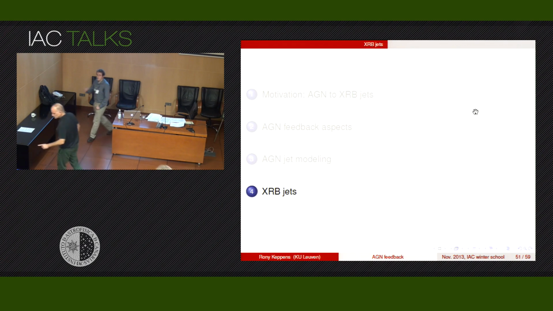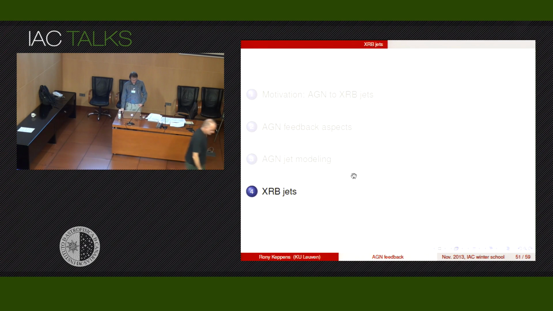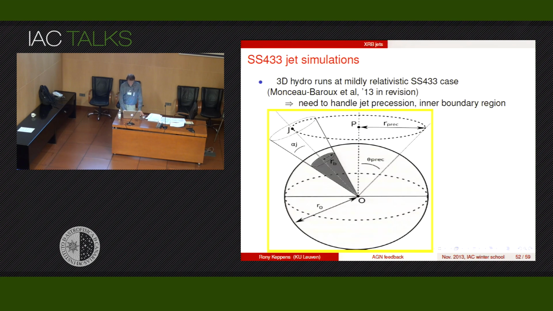So let me continue now and say something about recent simulations that we did in the context of X-ray binary jets. The reason being, at the very beginning I already drew the parallel between AGN jet and X-ray binary jet, and I actually drew the parallel with the observations from this well-targeted system SS433.